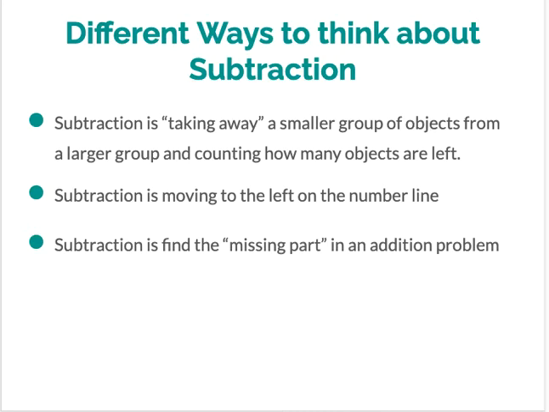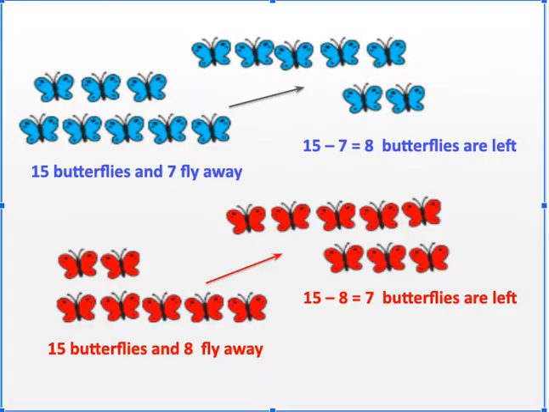There are 3 different ways of visualizing subtraction. One is taking objects away from a bigger group. Another is moving backwards from a starting point. And finally, there's turning subtraction into an addition problem. Let's take a look at all 3.